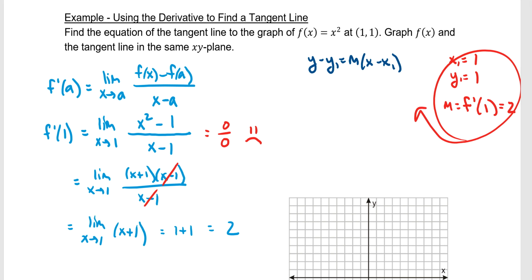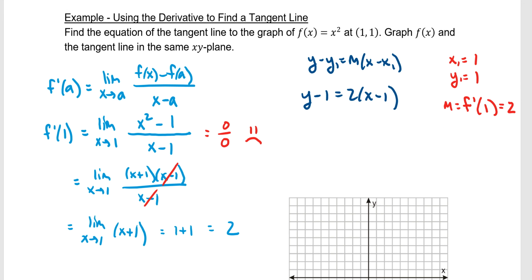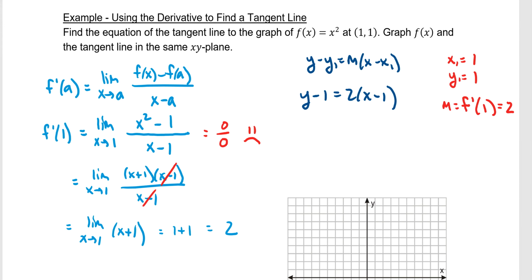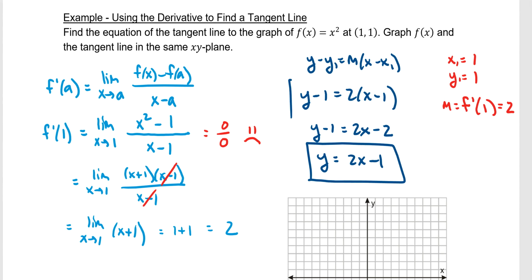So plugging everything in, we have y minus 1 equals 2 times x minus 1. You can leave it like that. That's point slope form. Just for the sake of graphing it and seeing how this looks graphically, let's solve this for y by distributing the slope 2 and then adding 1 on both sides. So the equation of the tangent line, once again, both of these are technically fine, but I'm just going to use the slope-intercept form. This is the equation of the tangent line for f of x equals x squared at x equals 1.